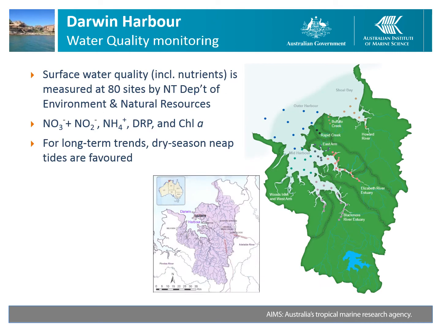Present day monitoring is carried out by a Territory Government Agency over 80 surface water sites as shown in this map. It includes the harbour waters and some feeder streams. Measurements are constrained to inorganic nutrients and chlorophyll A, and dry season neap tides are favoured for evaluation of baseline conditions and discerning long-term trends.